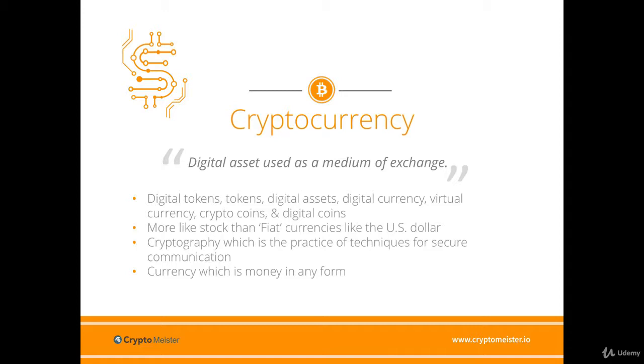Because of blockchain technology and the way cryptocurrencies work, you are purchasing what could be considered as a tech stock. The term cryptocurrency is derived from the combination of cryptography, which is the practice of or techniques for securing communications, and currency, which is money in any form. However, cryptocurrencies do have more in common with stocks than they do with currencies.